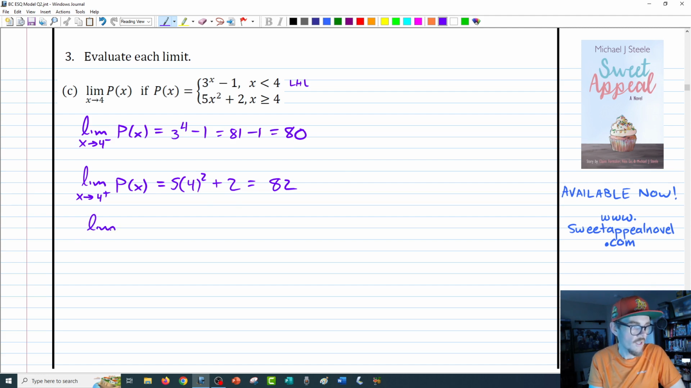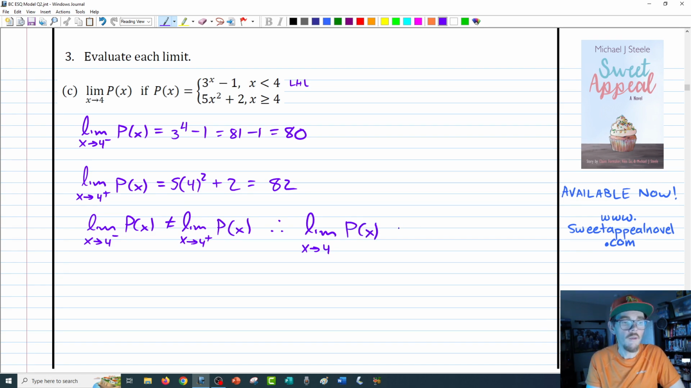So what we've just shown is that the limit as x goes to 4 from the left side of p of x does not equal the limit as x goes to 4 from the right of p of x. And what that tells us is, therefore, that the limit does not exist. In fact, we have what's known as a jump at x equals 4 because the left-hand and right-hand limits do not match. As far as our answer, writing DNE, preferably in all capital letters, maybe even with periods in between, would be perfect.